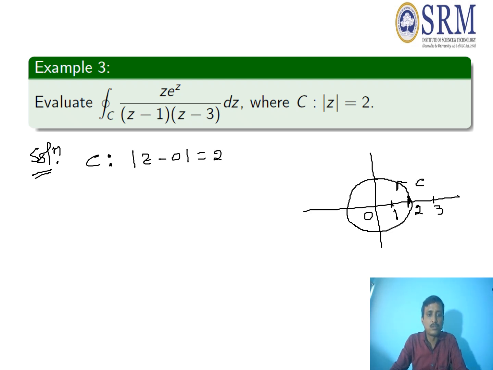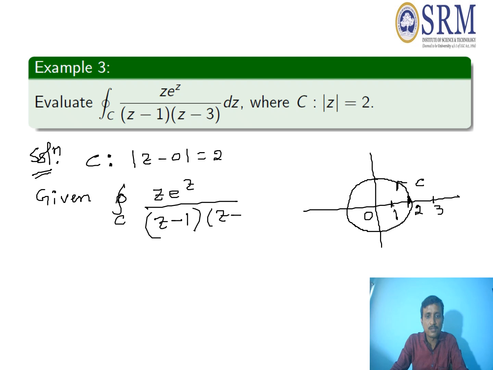So now what is your aim? So what is the given question? You write it down. So what is f(z)? It is the integral over C of z e to the power z over (z minus 1)(z minus 3) dz. This is the question. We are going to evaluate it. Fine. So what is your aim?